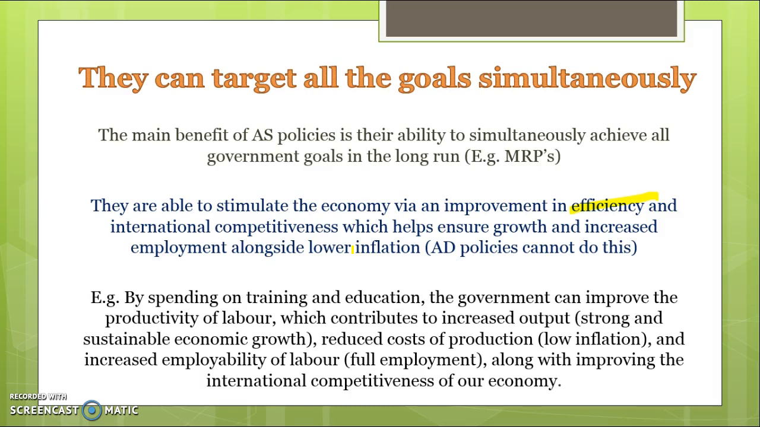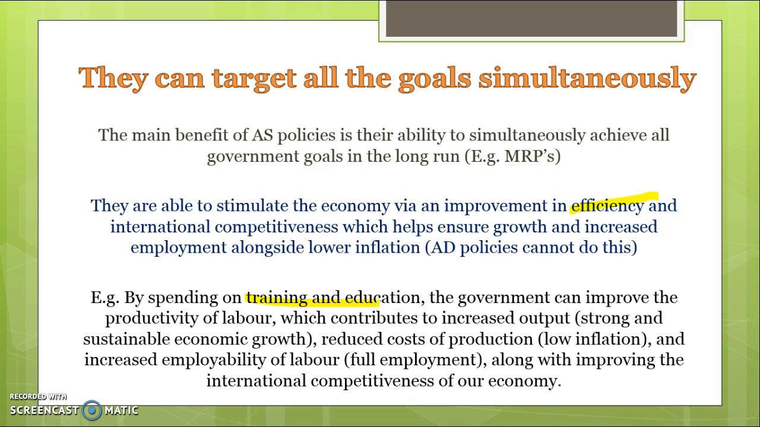For example, let's provide some examples about achieving the goals simultaneously. If we spend money on training and education, we can improve the productivity of labour, which will help to increase output, which will achieve strong and sustainable economic growth, but will also help to achieve reduced costs of production, which will help to achieve low inflation, and will increase the employability of labour, which improves full employment. Therefore, it also improves our international competitiveness, which will create jobs in the long term.